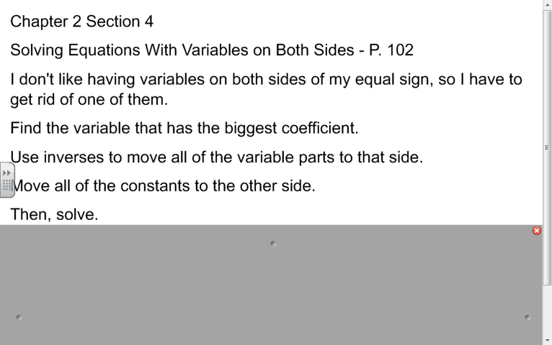Then you're going to use the same steps that we've been using all chapter long in order to solve the problem. Here's first example. What is the solution of 7k + 2 = 4k - 10? Okay, you see you have variables on both sides. We don't like that. We need to get rid of one of them. Which one has the biggest coefficient?